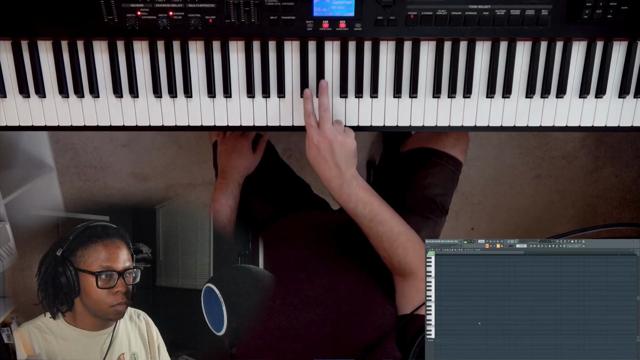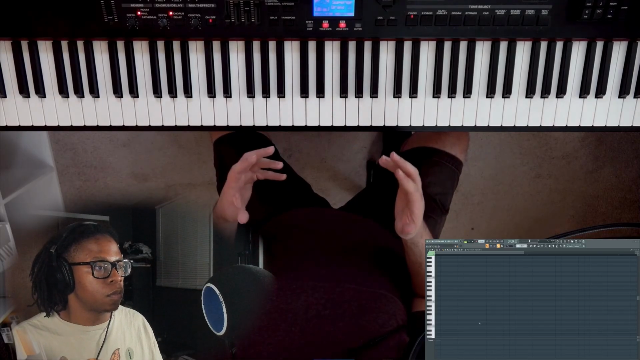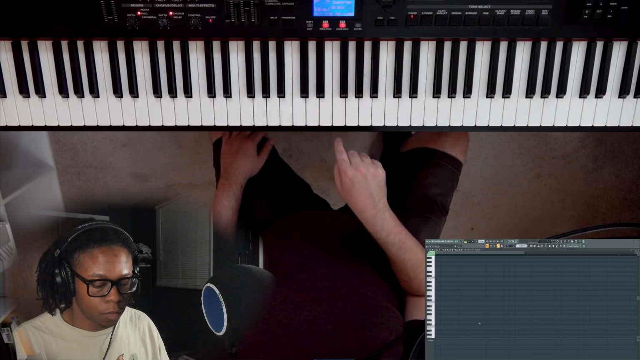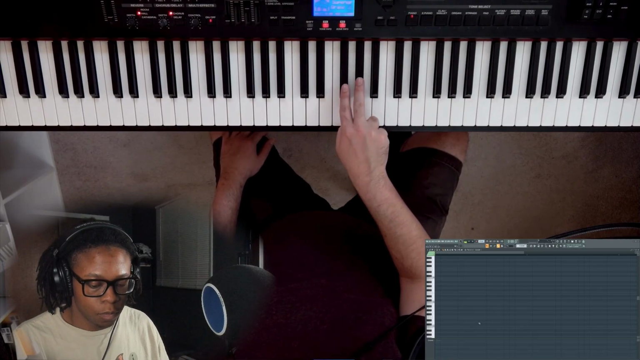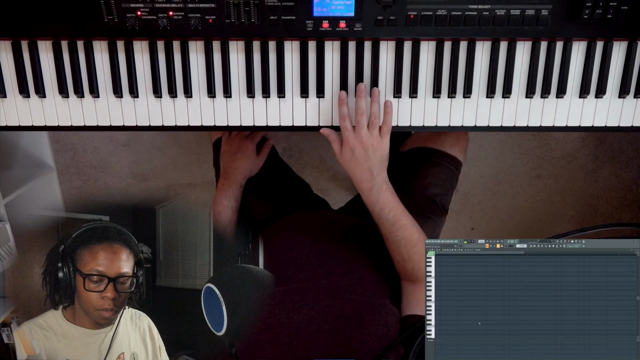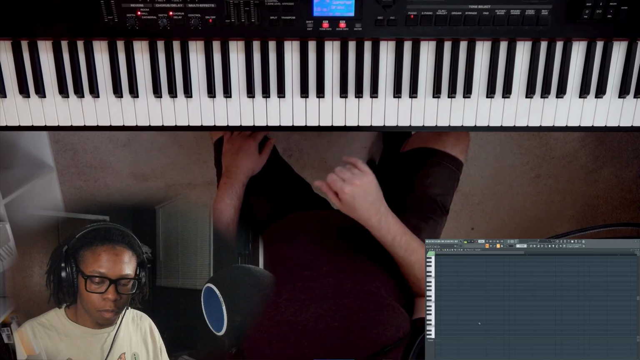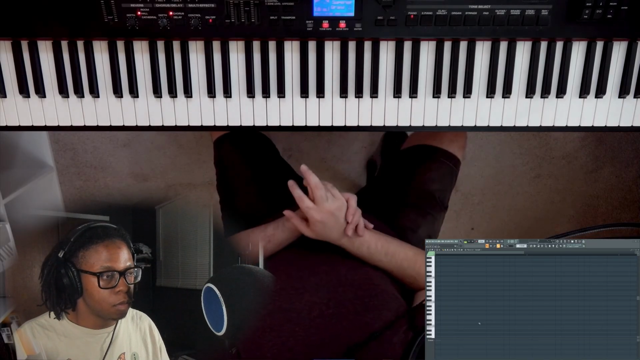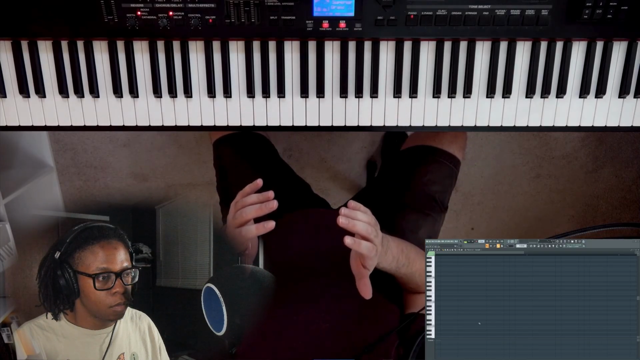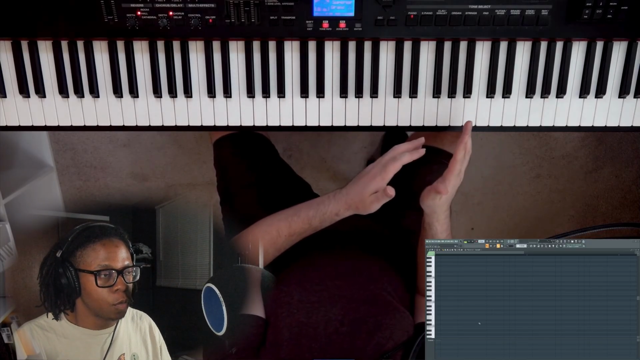E is to the right of the group of 2 black keys. F is to the left of the group of 3 black keys. G is in between the first 2 in the group of 3. A is between the top 2 in the group of 3. And then B is on top. So what I want you to do is memorize where each of these notes are in their relationship to the groupings of 2 black keys or 3 black keys.